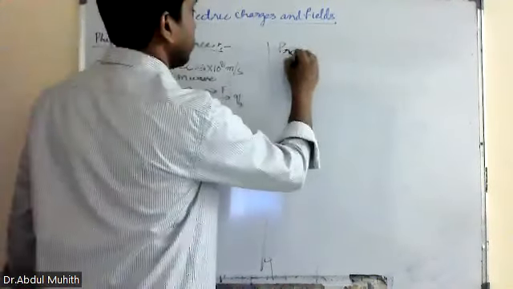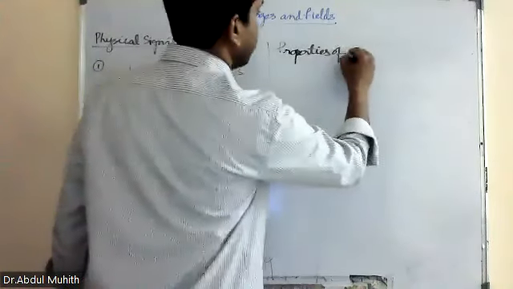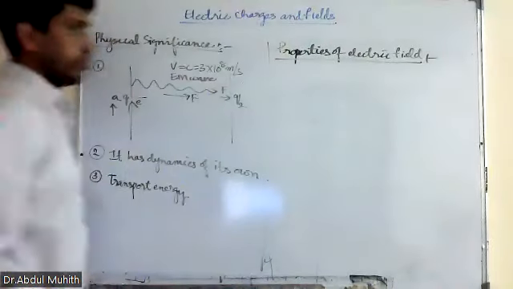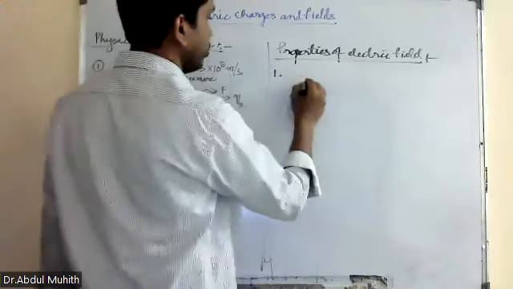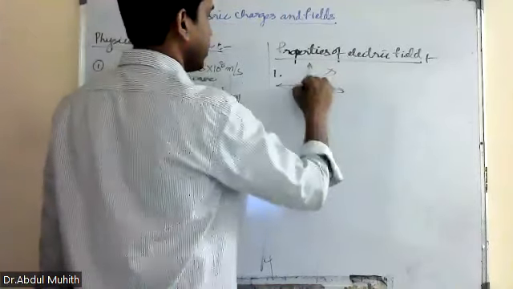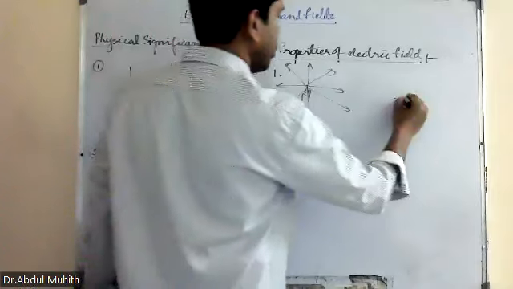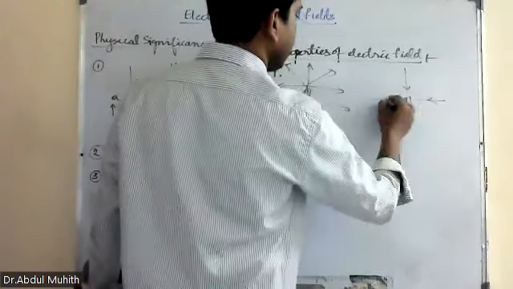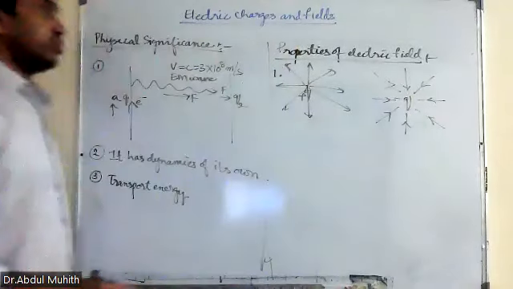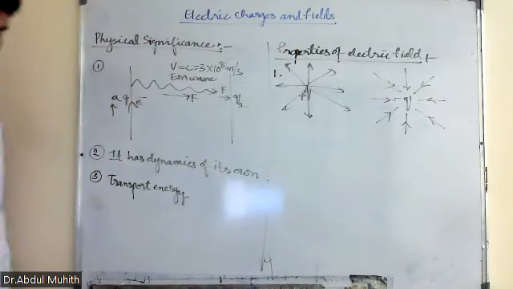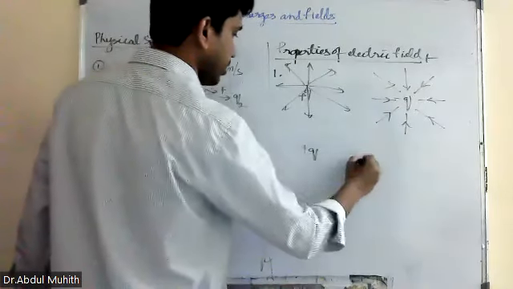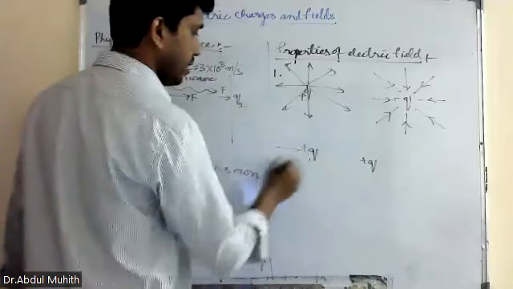Properties of electric field. Electric lines of force start from the positive charge and end at the negative charge. Now, like charges repel and unlike charges attract each other. You know that. So if you draw the positive charge and positive charge like this, see how it will be.